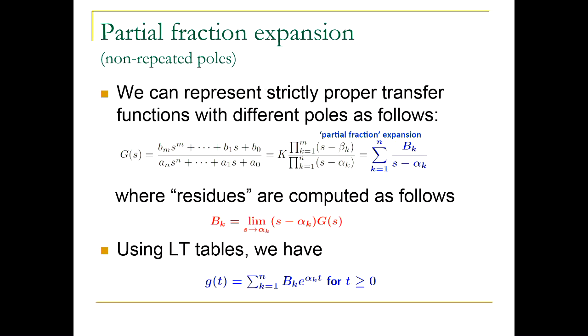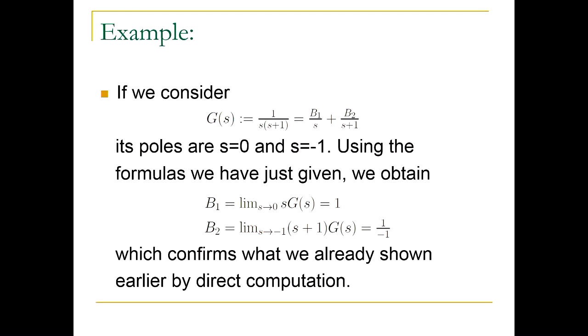So what I'm trying to say is, yes, bk and alpha k can be complex, but if there are some complex numbers, then there will always be a complex conjugate number as well. So when I look at the sum of these two, I will get a real function. So you will not get complex. If you get in the end that g of t is a complex function, you made a mistake. So that's proved in the next slide.